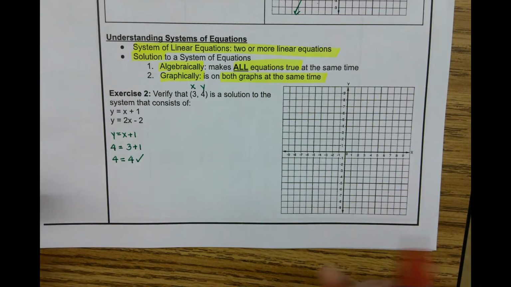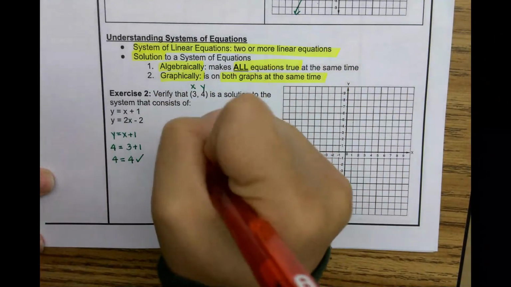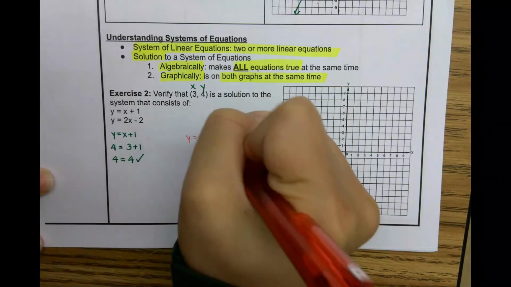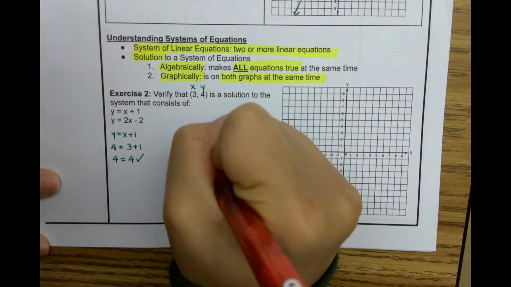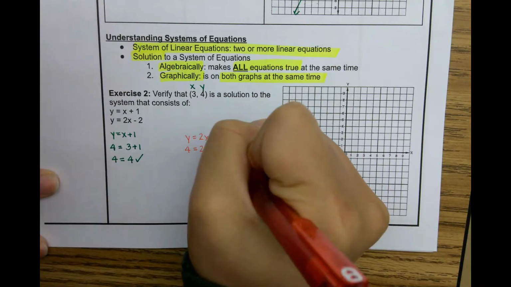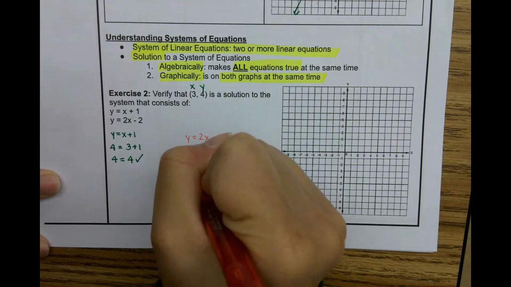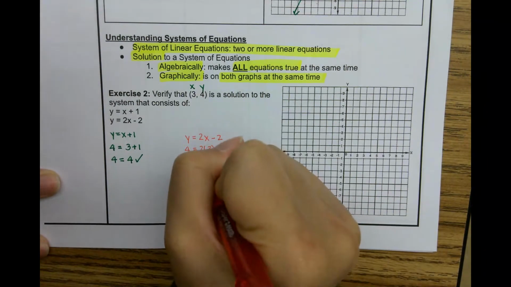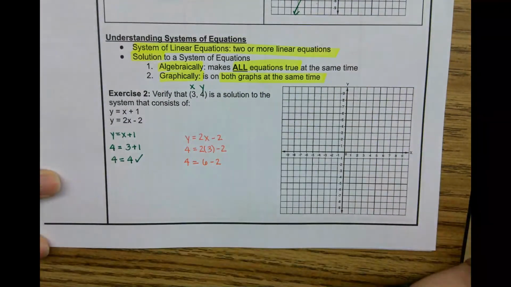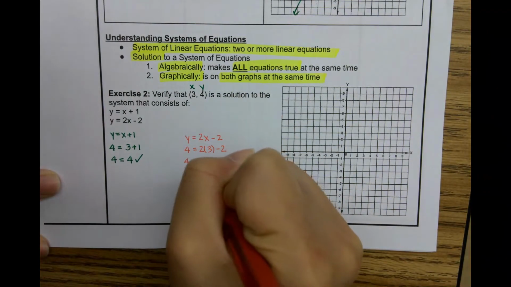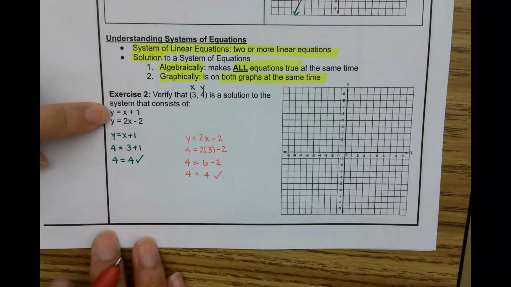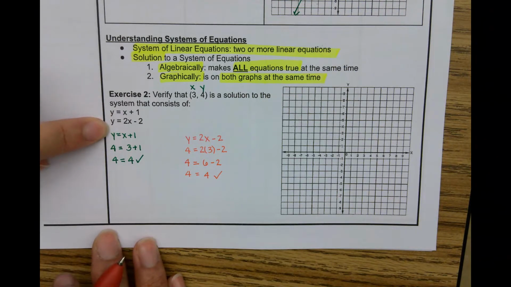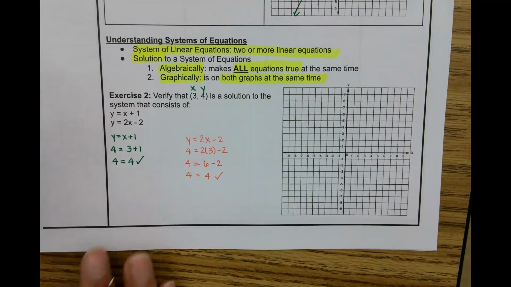Then I'm going to do the same thing. I'm going to plug in (3, 4), but this time to my other equation, which is y equals 2x minus 2. I'm going to plug in 4 for y, and I'm going to plug in 3 for x, keeping my left side the same. Then 2 times 3 is 6, and then 6 minus 2 is 4. Does 4 equal 4? Yes. So algebraically, I just proved that (3, 4) is a solution to y equals x plus 1 and a solution to y equals 2x minus 2, which means because it is true for both equations, it is a solution to the system.